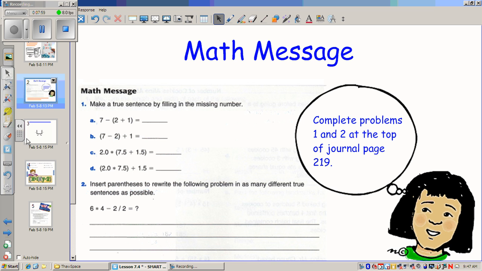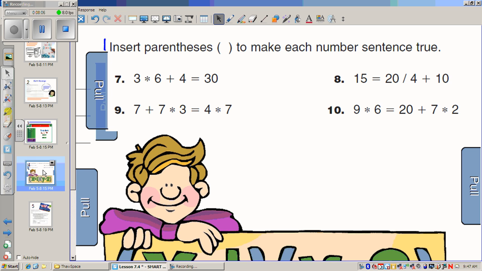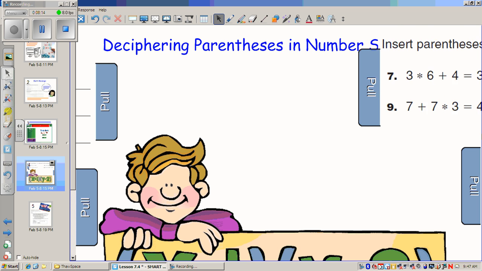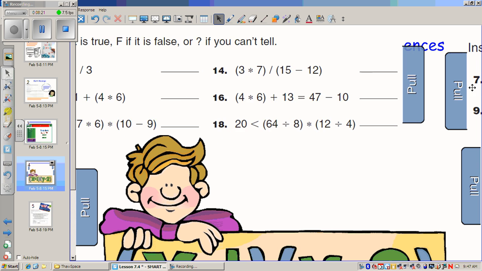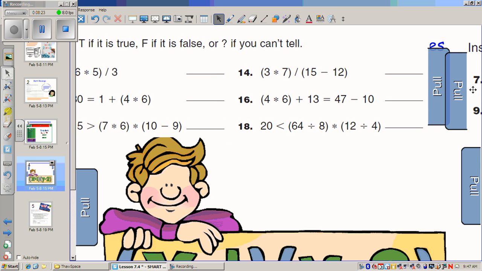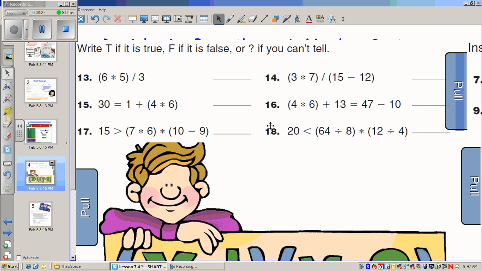Okay, and this is journal page 219. We did a little review with the game. Then I went on to this page and I asked you to complete 8, 9, and 10 here. I also asked you to complete these problems right here, which we did number 12, or 13, and 15. So you need to do 17, 14, 16, and 18 as your homework.